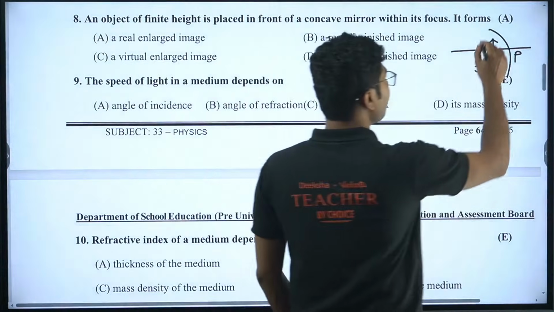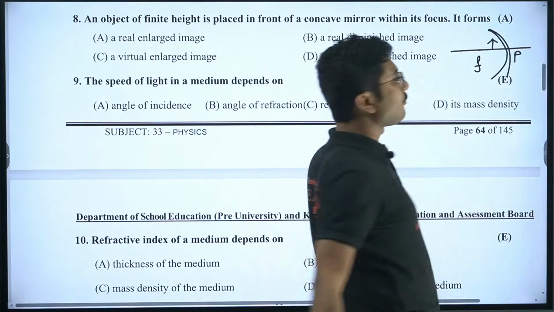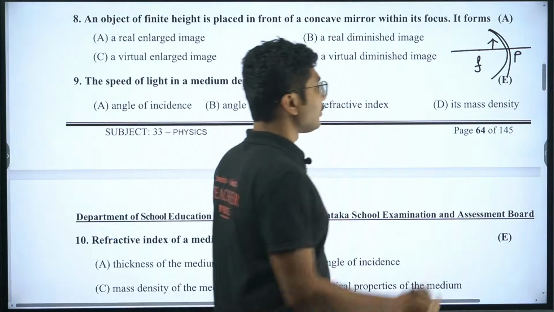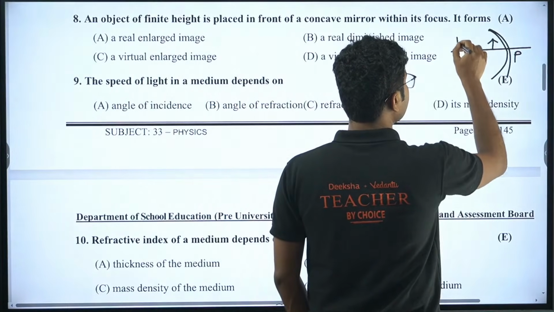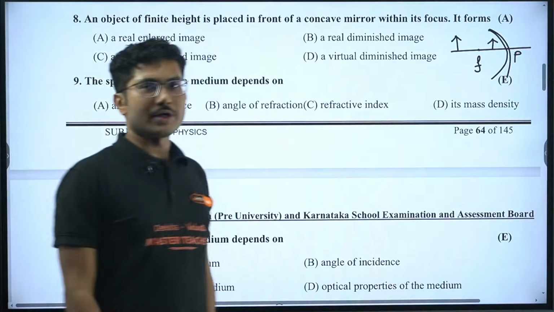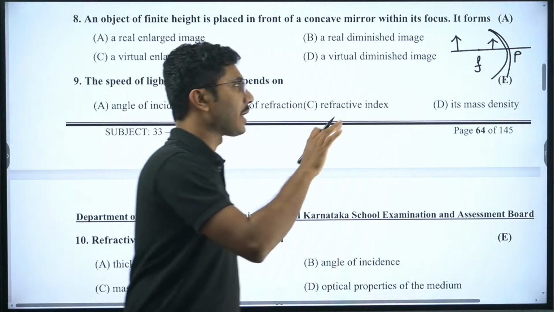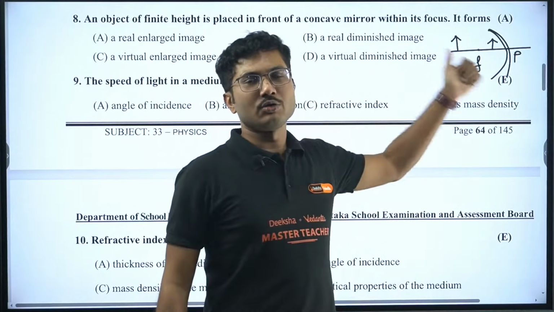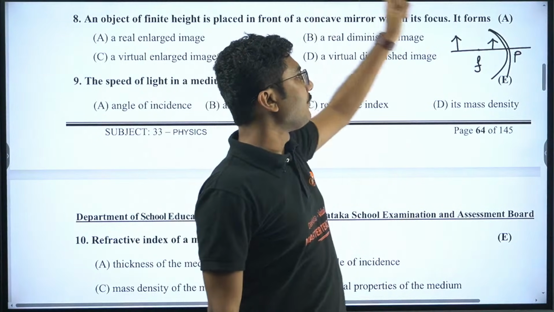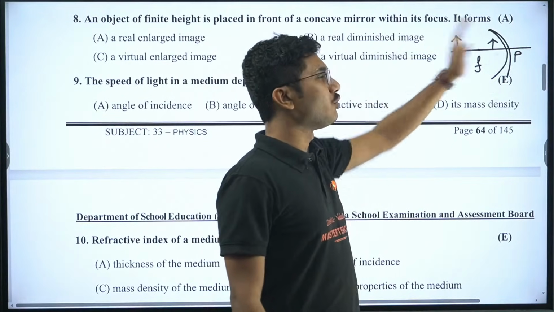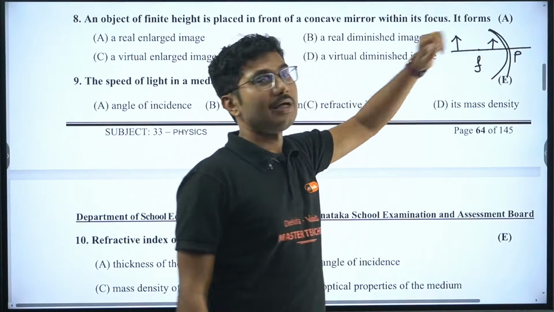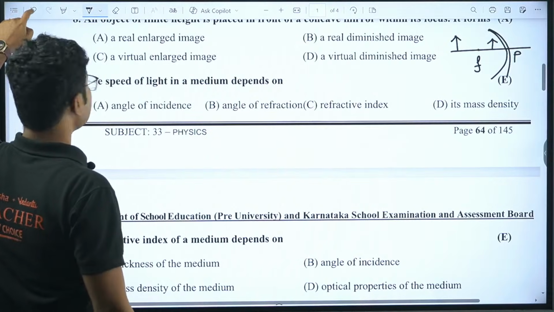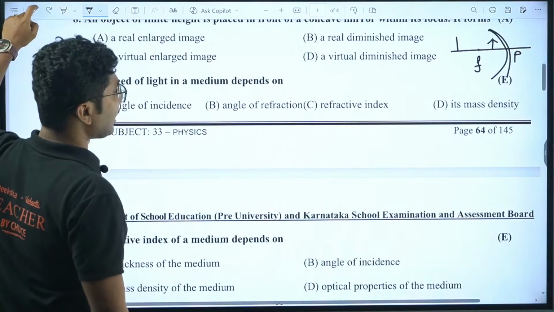So a concave mirror can form both types of images. It can form real image, it can form virtual image. If the object is beyond the focus, we get real images, no matter where the object is. If the object is exactly at focus, image goes to infinity. If it is within the focus, that is, closer, less than the focal length, it will give you a virtual image on the same side of the mirror. So basically you will get a virtual and enlarged image.